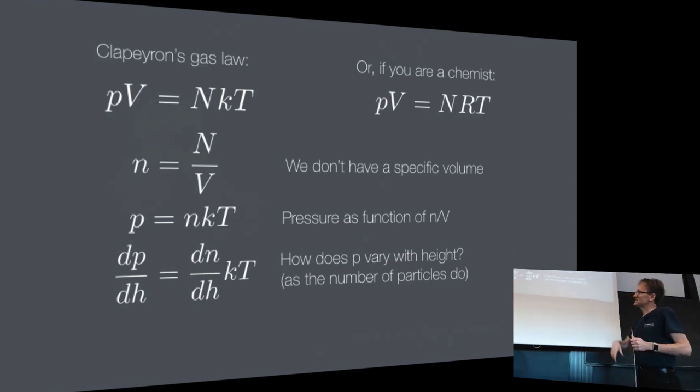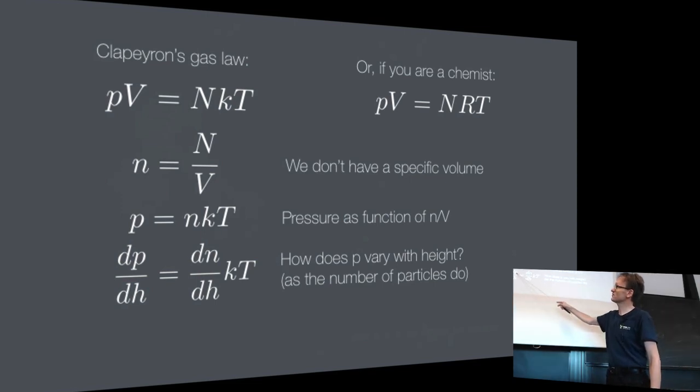And then if I want to see how things are changing as a function of the height, it makes sense to see what the derivatives there are. Well, if it's only P and N that varies, the derivative of P with respect to the height is going to be the derivative of N with respect to the height, and k and T are just constants. So they just remain constants. Do you follow me that far? I haven't really done a whole lot there.